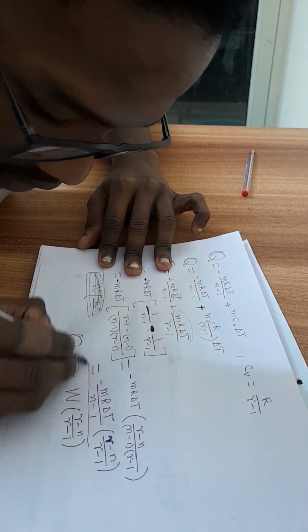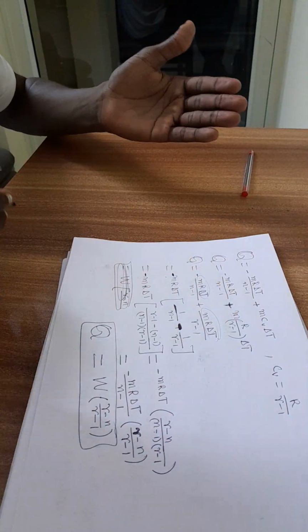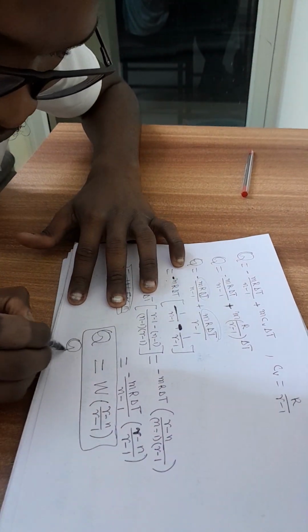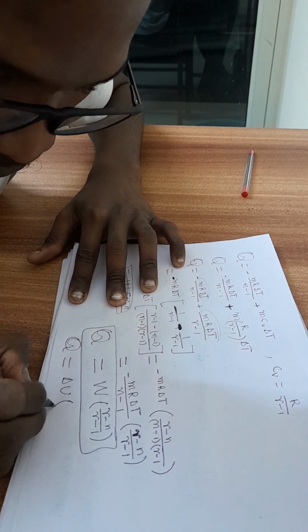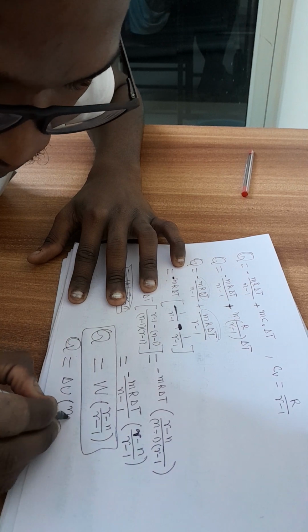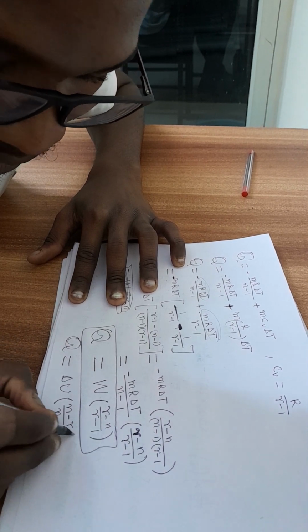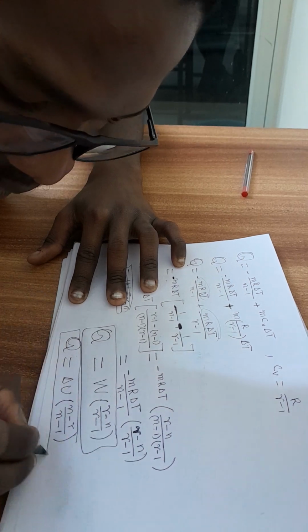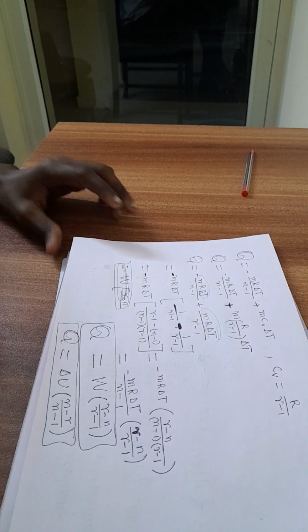So heat transfer can be expressed with respect to work done and with respect to internal energy, delta U. With internal energy it will be n minus gamma over n minus 1. They are almost the same if you check.